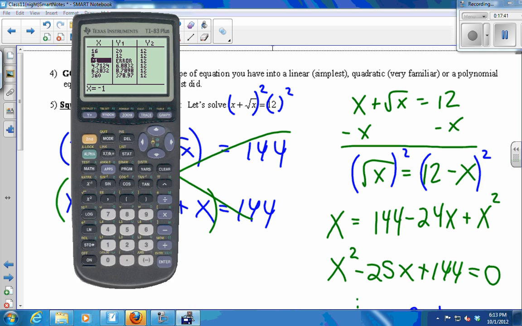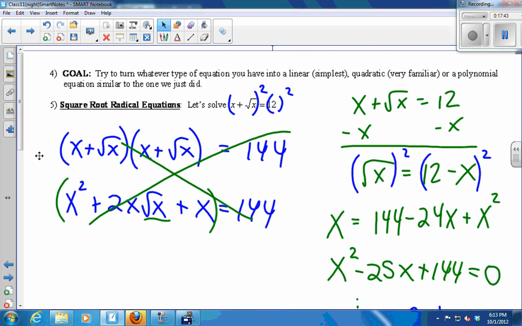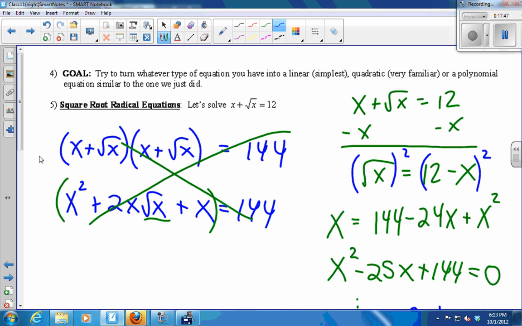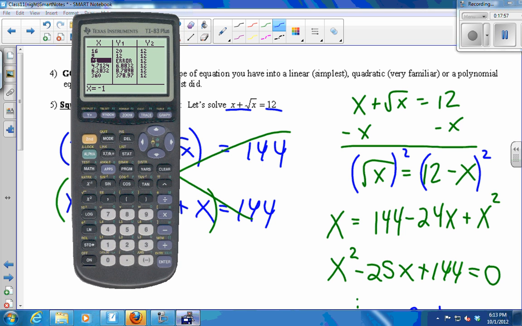what should happen when I plug a solution in here into the original equation for x? The left side should equal the right side, right? That's what it means to be a solution. So if I'm using my calculator to do that for me, when I plug 16 or 9 into the calculator for x, my y1 and my y2 should be the same. So it looks like 9 is a solution, but 16 is not.